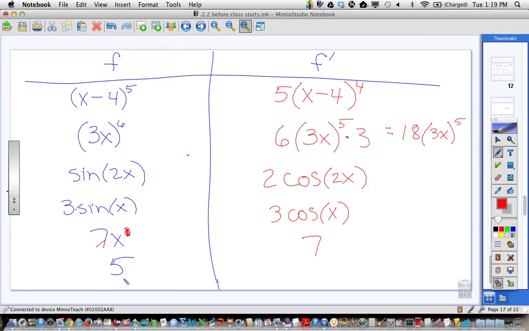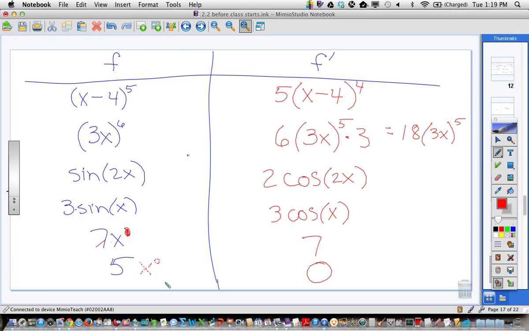What's the graph of 5 look like? A horizontal line. What's the slope of a horizontal line? 0. Does that fit our new rule? Well, actually it does because there's an invisible, I'll put some red dots on it so you can see it, but it's really invisible. These are magic red dots.